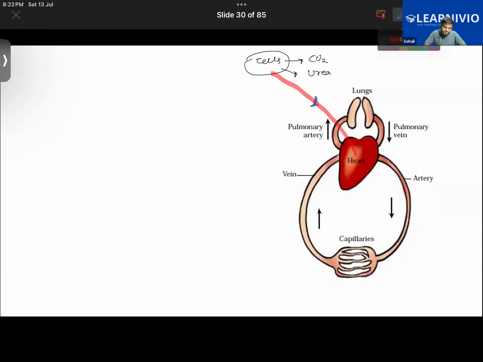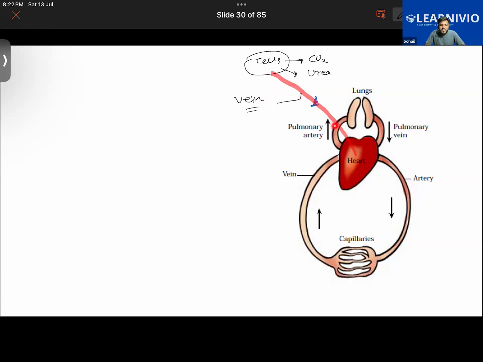And then, furthermore, the blood vessel that carries the waste, particularly carbon dioxide and urea, is called a vein, which we are going to learn in detail in a moment. Okay, now, what happens?